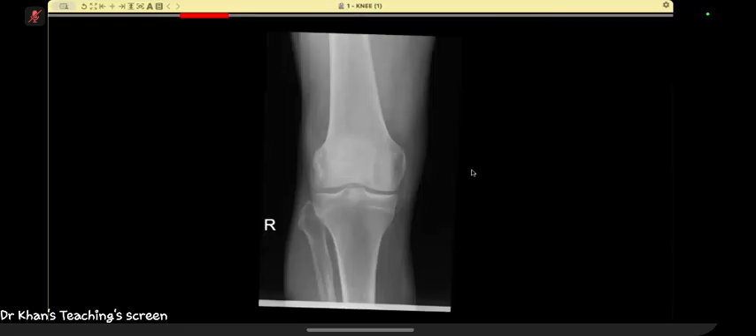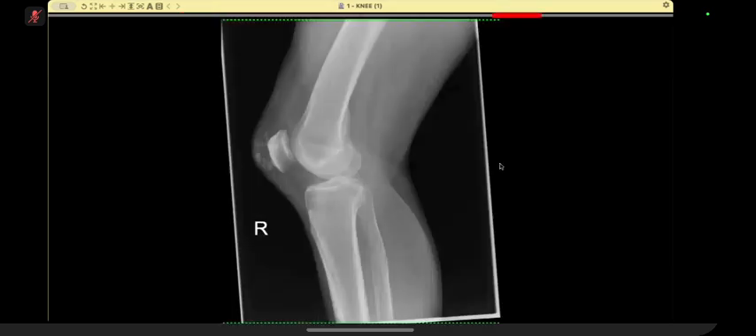This is the AP view, and I'll have a quick look and then go back to the lateral. Okay, I can see that the patella is at its normal position, and there is a focal lucency noted in the head of the fibula on this view, but don't worry about that, that's just projectional. Okay, the joint spaces are normal.